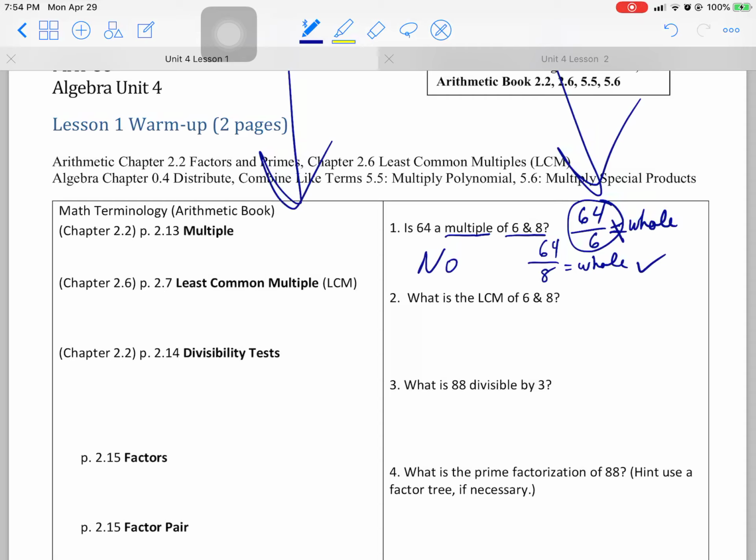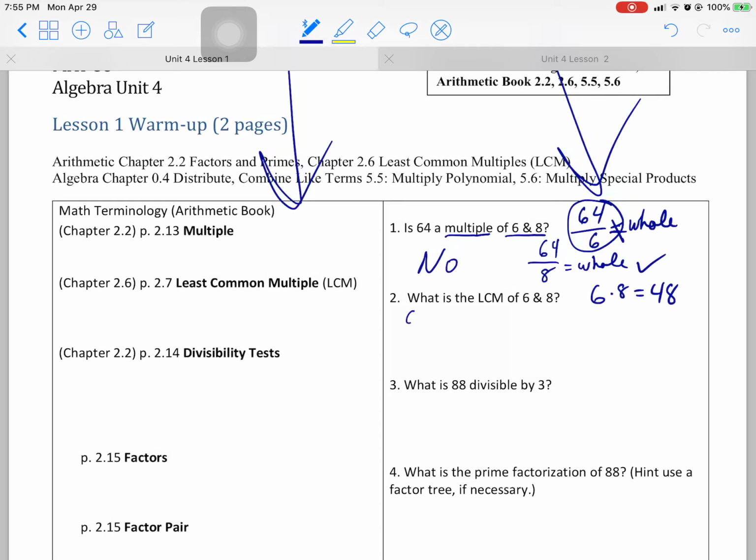So LCM, least common multiple. What would be a multiple of 6 and 8? You can have 6 times 8 and get 48. 48 is a multiple of 6 and 8, but it's not the least common multiple. And there are two ways to find the least common multiple. One way is to just list the multiples of 6.